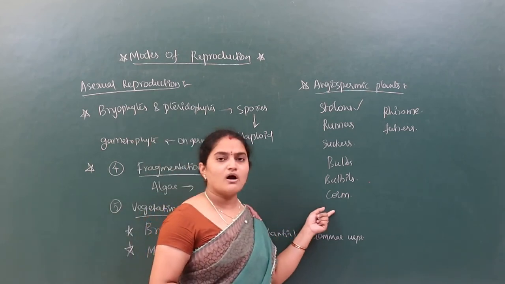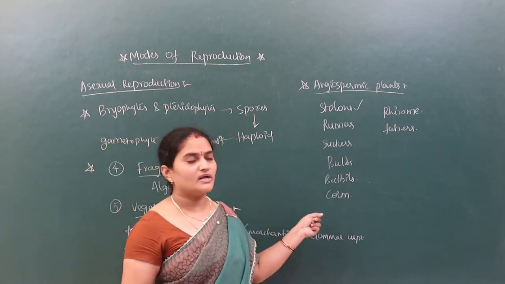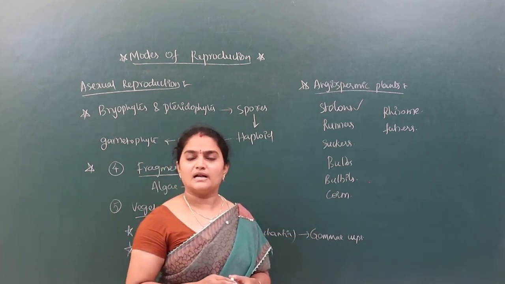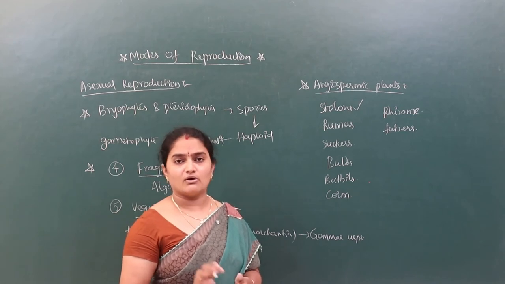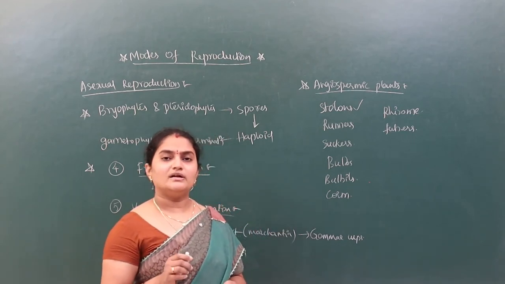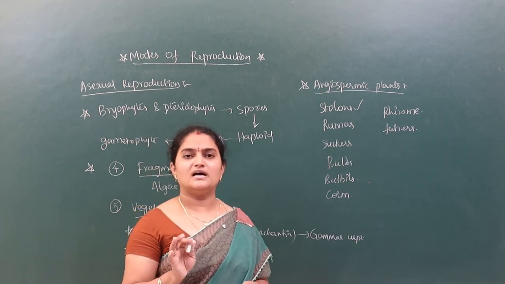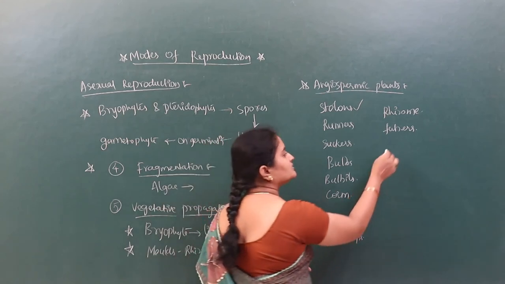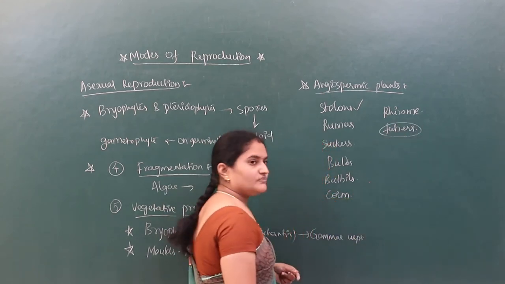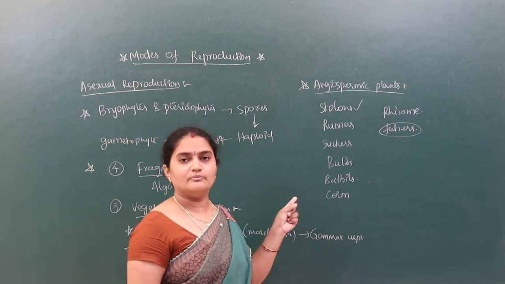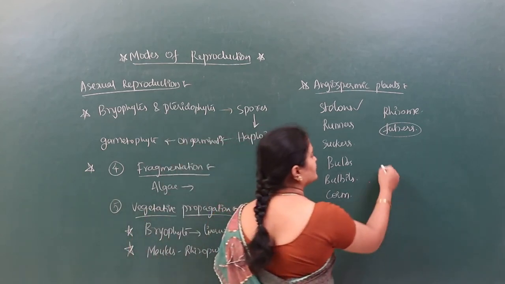And the next one is corm, which was exhibited by Colocasia, and the rhizome, which was exhibited by the banana and ginger also. And the next one is tubers, they will undergo vegetative propagation. Example is potato. But here we cannot consider this tuber as a root. It is not a storage root, it is a stem tuber. And another one is called offset.